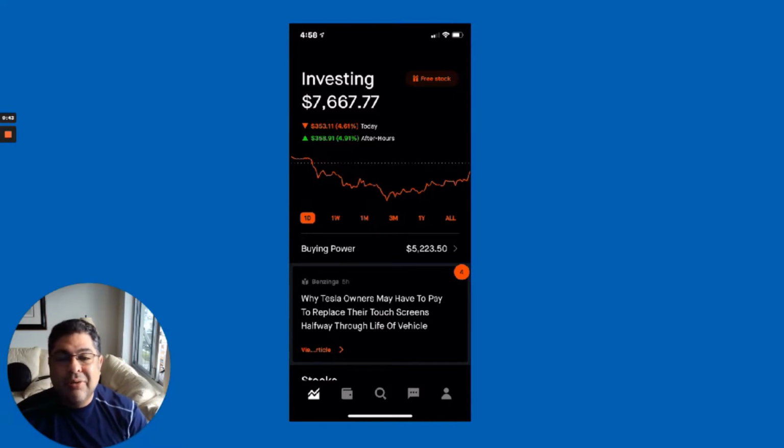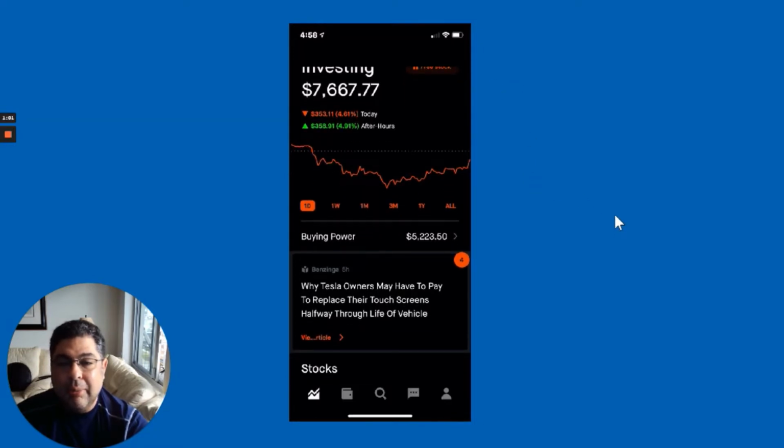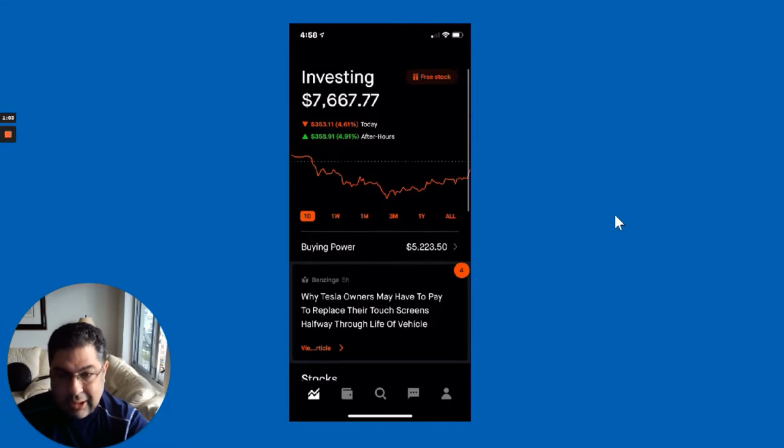So that amount that is there is the combination of any cash that you have available, which is basically the buying power, which is here in the middle. So you have buying power, and here you have investing. Buying power is basically the cash available that you have, and the difference between investing and the cash available is the stocks or cryptocurrencies that you already own.